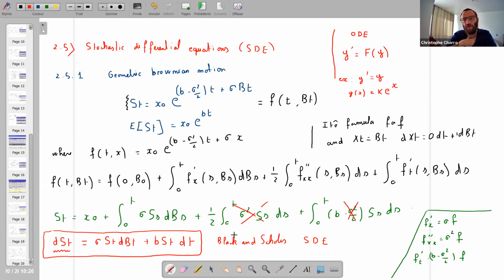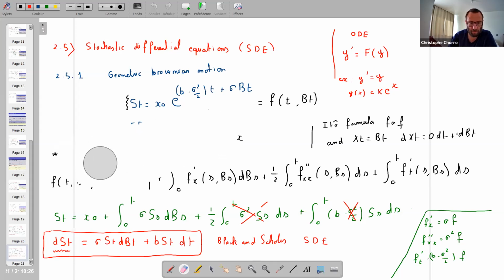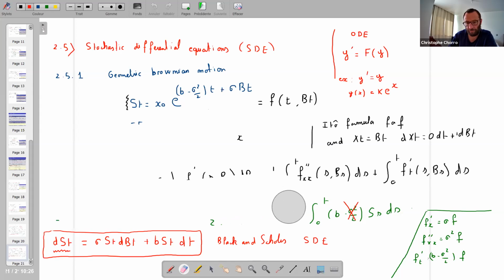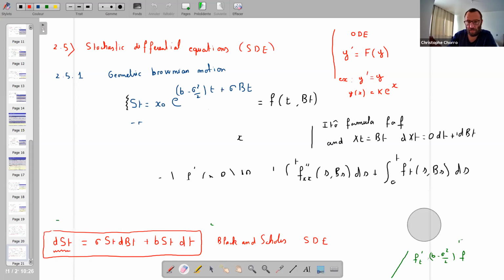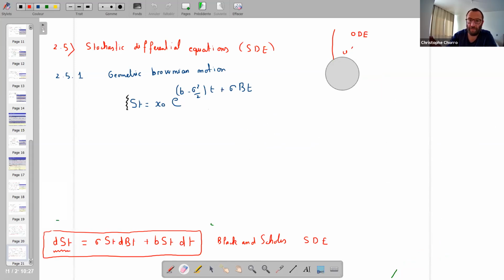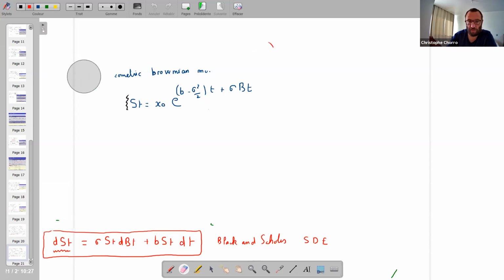So just a remark concerning the geometric Brownian motion. Maybe I can duplicate this. I have it, okay. So let's erase what I have done here. I can erase everything. I just keep in mind this ordinary differential equation and the expression of the geometric Brownian motion itself. So the geometric Brownian motion is given this way, and we have proved that it fulfills this equation here.